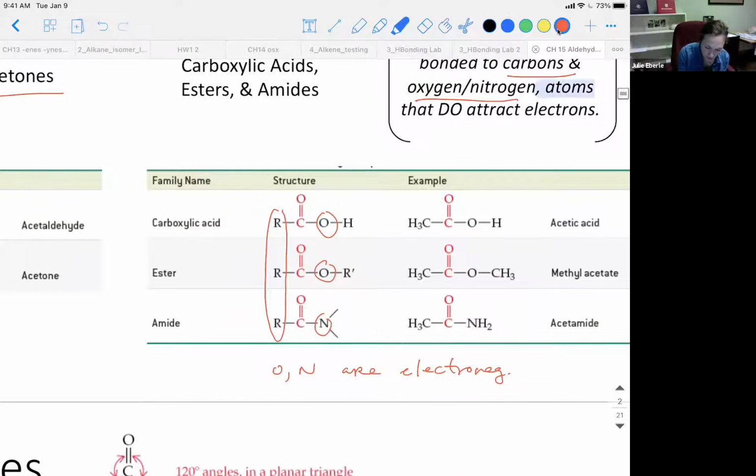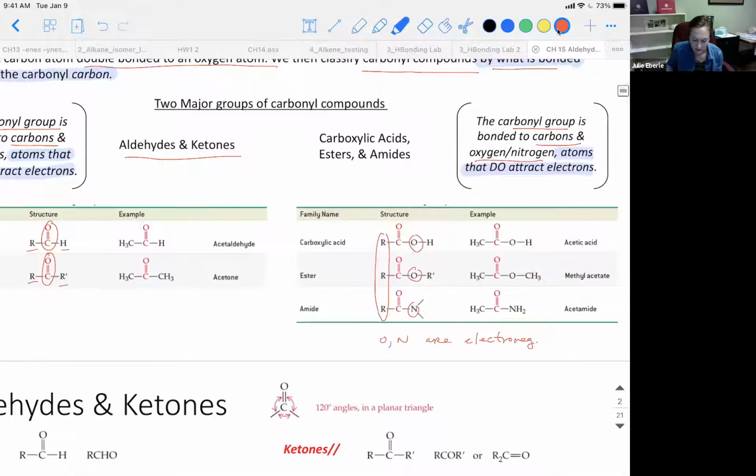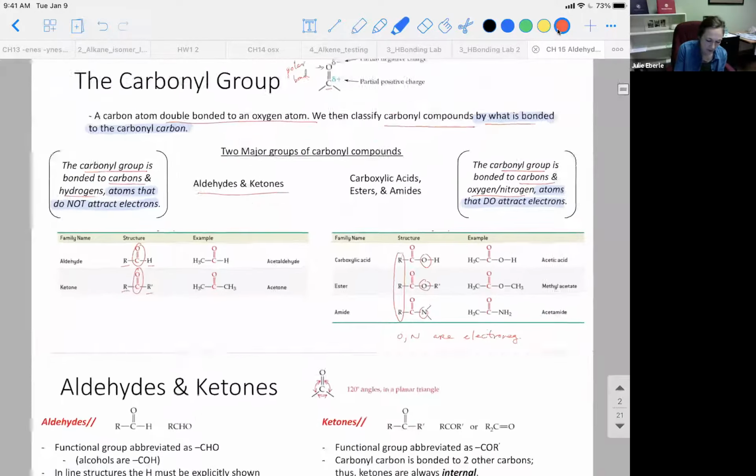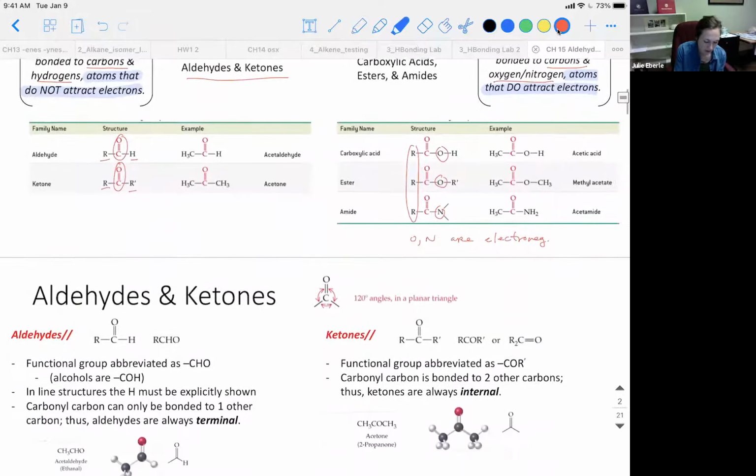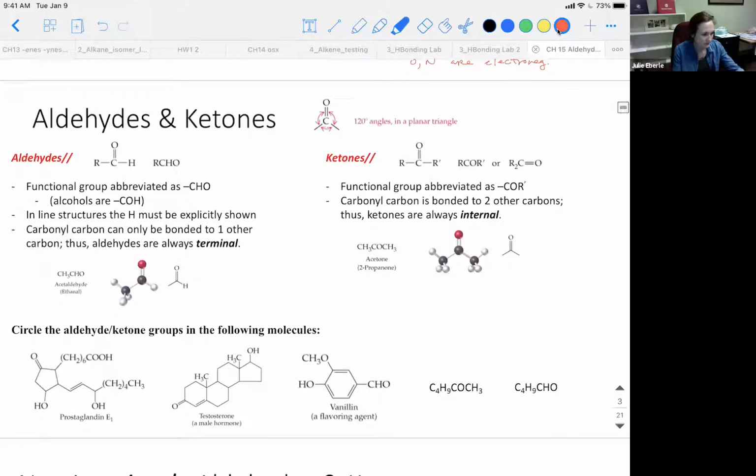These atoms, oxygen and nitrogen, do attract electrons. And that's going to have an effect on how these functional groups behave and what kind of reactions they perform, okay? All right, so just be aware of that. That's how we classify these. That's how they're different. Let's look specifically for a little while at just aldehydes and ketones, okay?